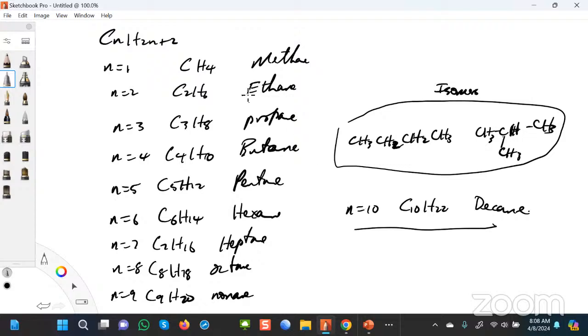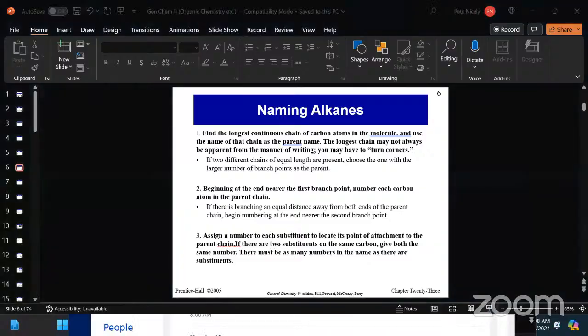I want to remind you also, as I mentioned before, that between each of these compounds, the difference is CH2, right? So to get from one to the next in terms of the formula, you just add a CH2 unit to it and you get the next formula, all right? Okay, so with that said, let me go back to the PowerPoint and talk about how we go about naming alkanes.